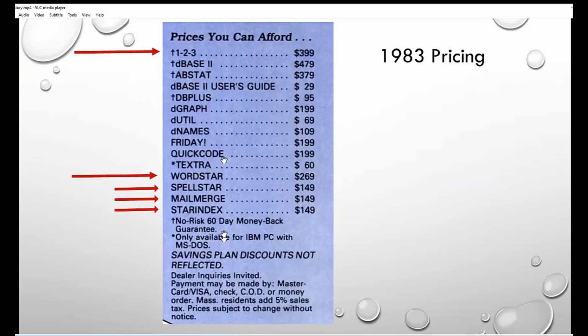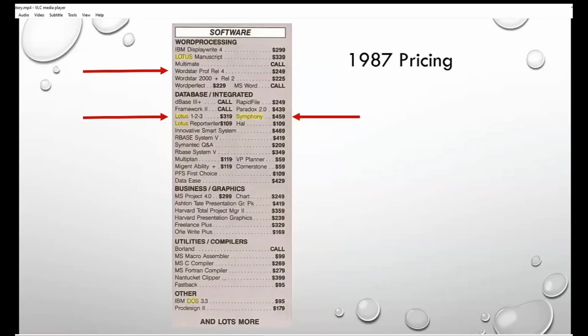Remember I mentioned Lotus 123, a spreadsheet, $399. DBase 2, almost $500. WordStar, $269. But WordStar didn't come with a spell checker. That was another $150. And if you wanted to use a mail merge, that was another $150. And if you wanted to do some indexing, if you were creating big documents and you needed indexing, another $150. So that software became very, very expensive.